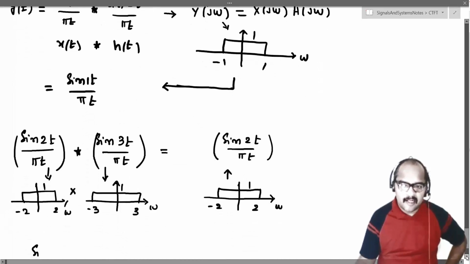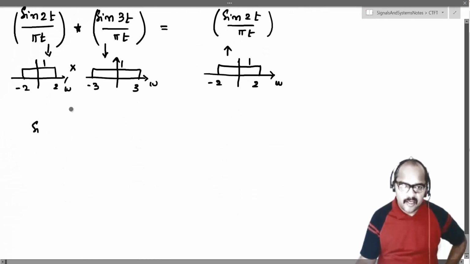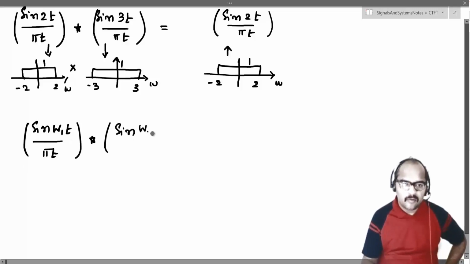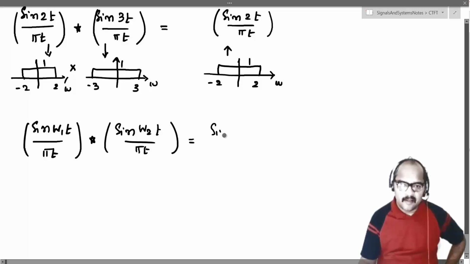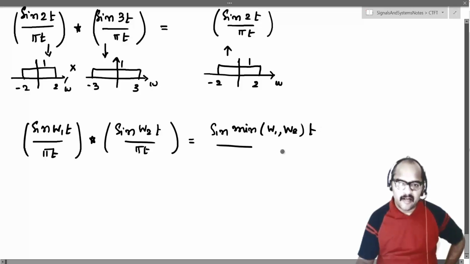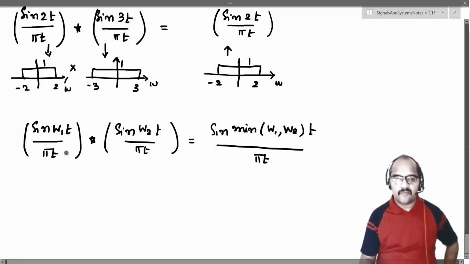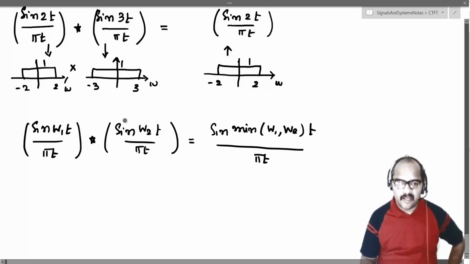So let us generalize the result we have got. Sine w1t divided by pi t convolved with sine w2t by pi t will give you what as the answer? Sine of whoever is minimum. So we write sine of minimum of w1 comma w2, times t, divided by pi t. This would be the convolution of these two signals, sine w1t by pi t and sine w2t by pi t.